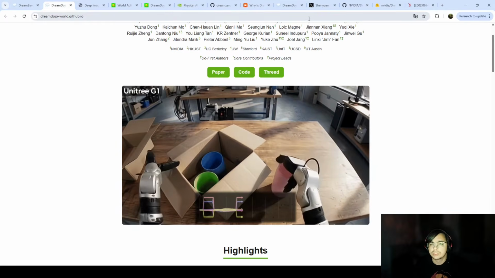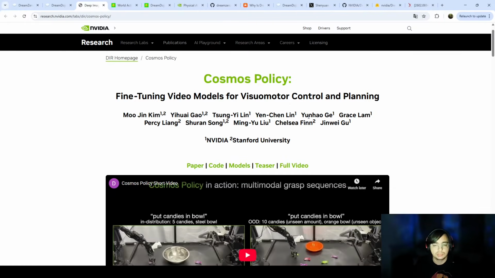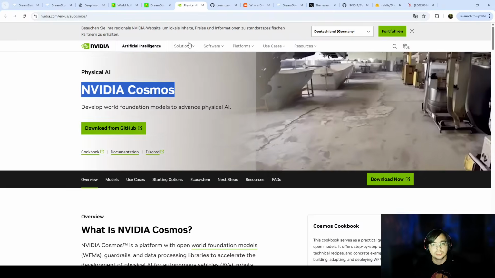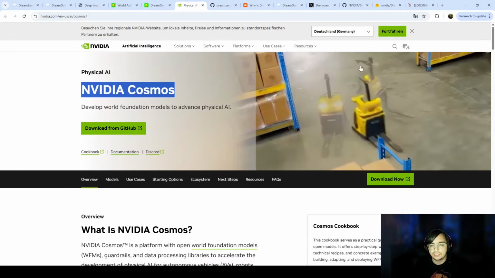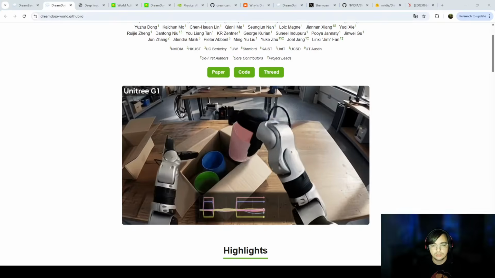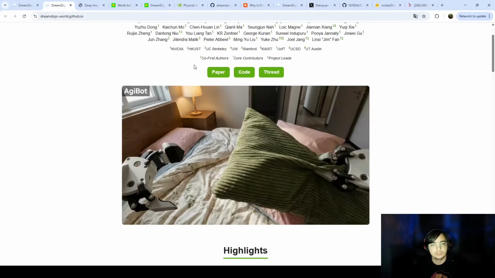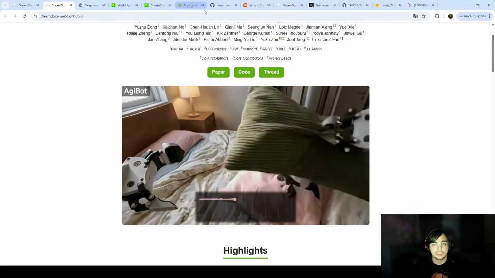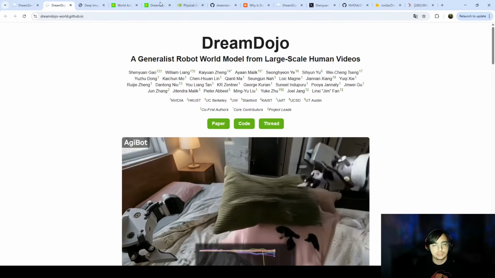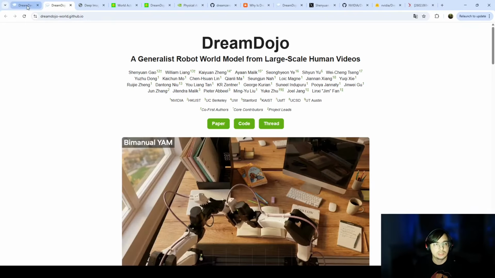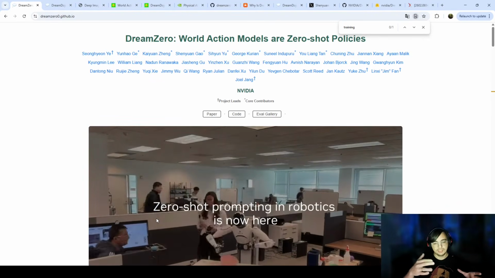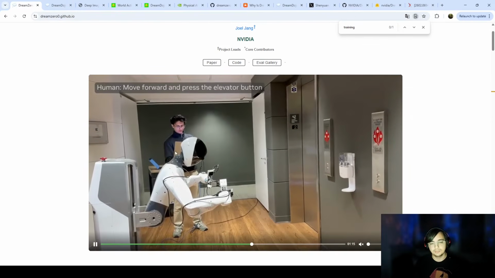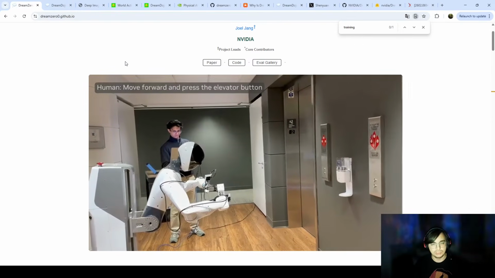They have, of course, this Cosmos policy. It's a previous work from NVIDIA. They have NVIDIA Cosmos, which is video generation. And each of these tasks, for example DreamDojo, utilizes weights from NVIDIA Cosmos, and this Dojo is also utilized in DreamZero, so it's a lot of stacked work and they correspond pretty well with each other.